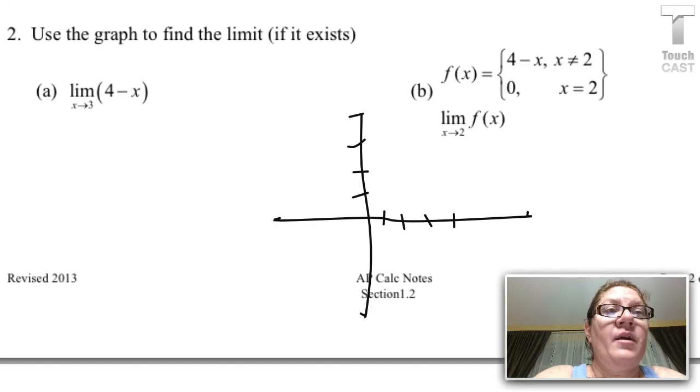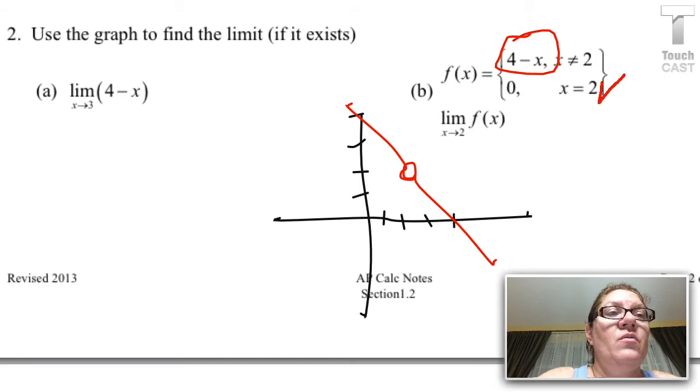So on letter B, I have to graph a piecewise function, and I notice that it's this line with a y-intercept of 4 and a slope of -1 for everything except x equals 2. So as I'm drawing it, I have to put a hole when I get to x equals 2 and then keep drawing. And then when x is 2, my y value is actually 0, so I get a filled in circle at (2, 0).